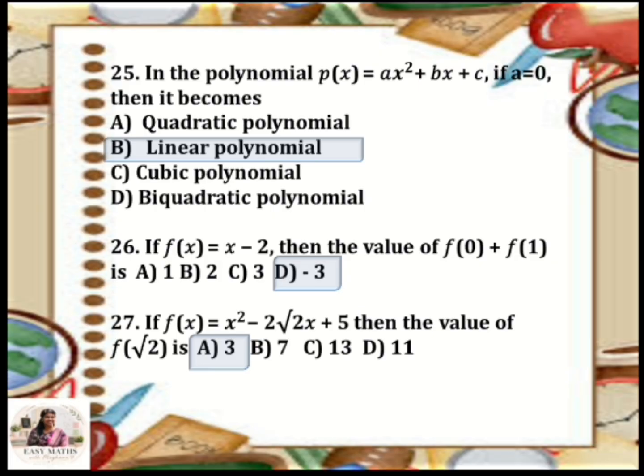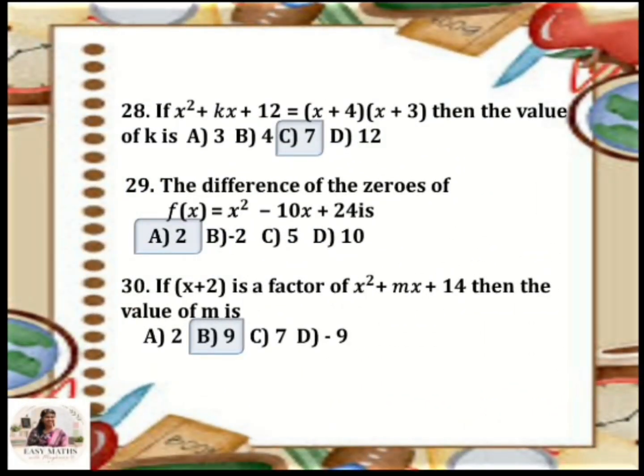Question number 27. If p of x is equal to x square minus 2 into root 2 x plus 5, then the value of f of root 2. If you substitute x as root 2, then what values are you getting? That is the question here. So f of root 2 is equal to root 2 whole square minus 2 root 2 into root 2 plus 5. That is, root 2 whole square is 2, minus 2 into root 2 into root 2, plus 5. If you solve, you will get 3 as the answer here.